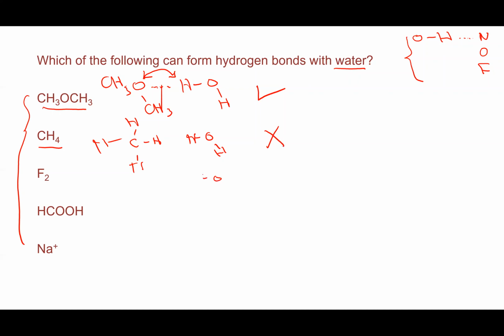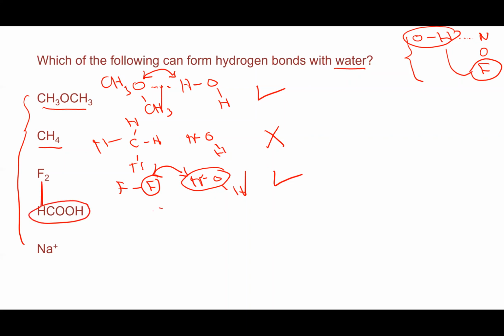If you combine water with F2, right, that's one of the combinations here. So OH with F, that's a possible site for hydrogen bonding, right? This one here, if you combine water with this formic acid, you will find that you have OH on water with H on the formic acid. So that's a possible site for hydrogen bonding.